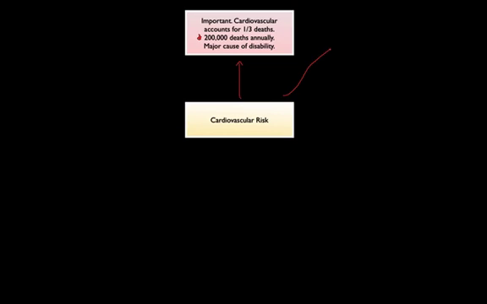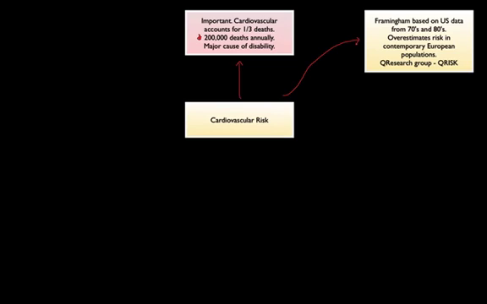Now, when looking at risk assessment in the primary prevention of cardiovascular disease, risk measurements were commonly made using the Framingham scoring system. However, this was based on data from a US population in the 70s and 80s, which has a tendency to overestimate risk in a contemporary European population.